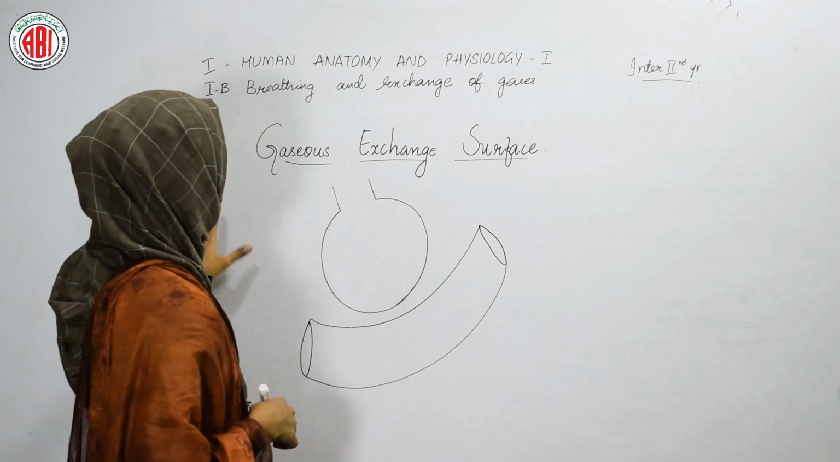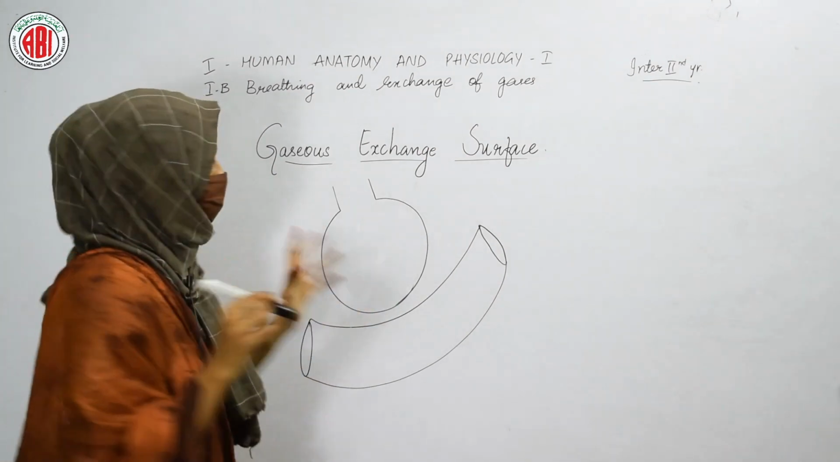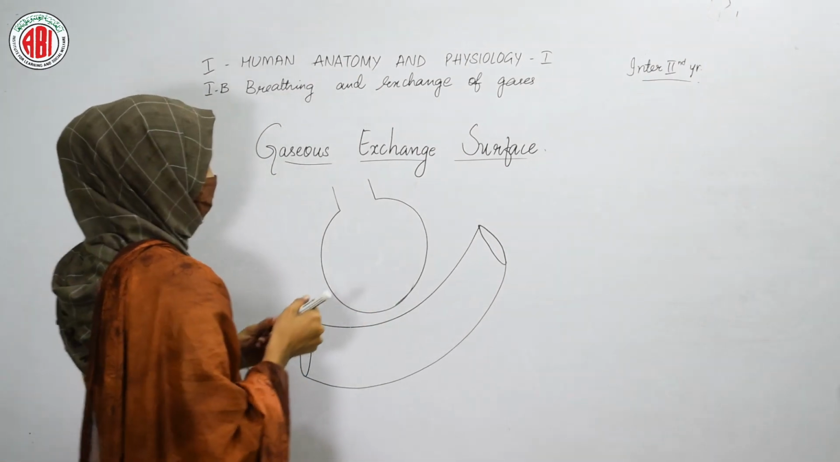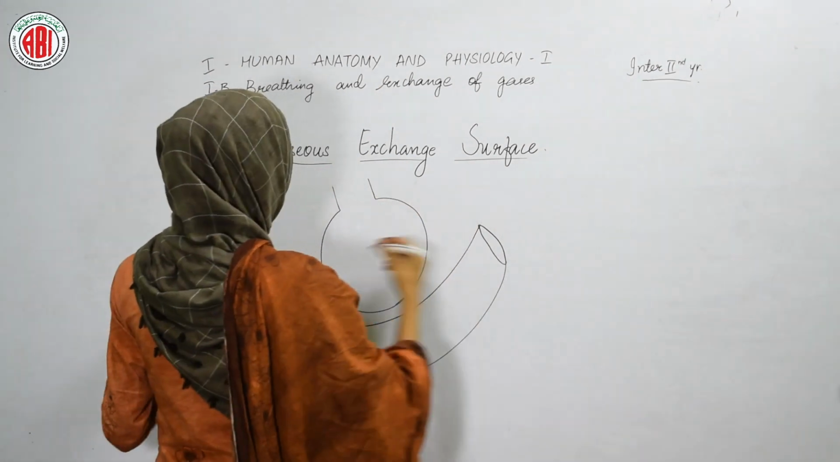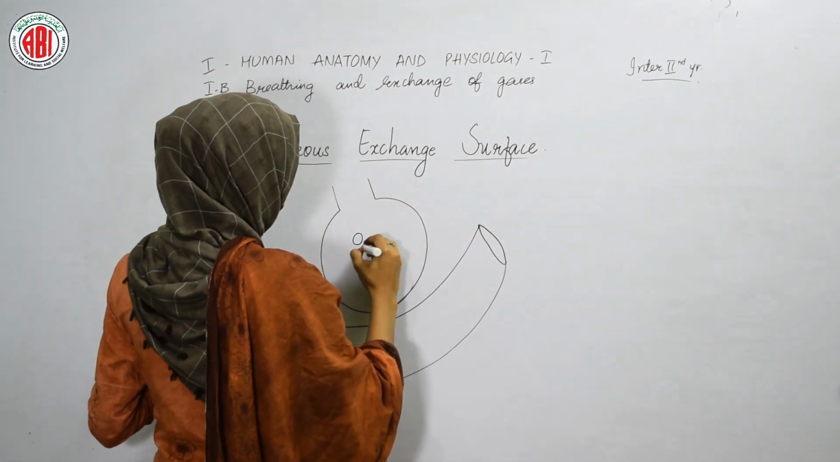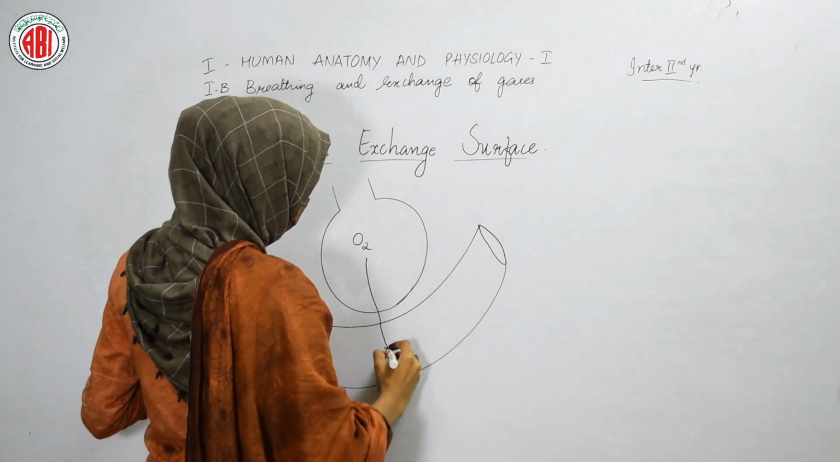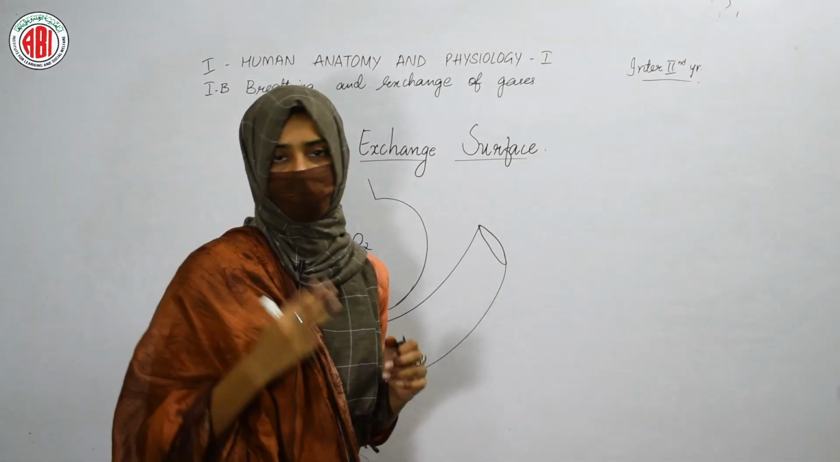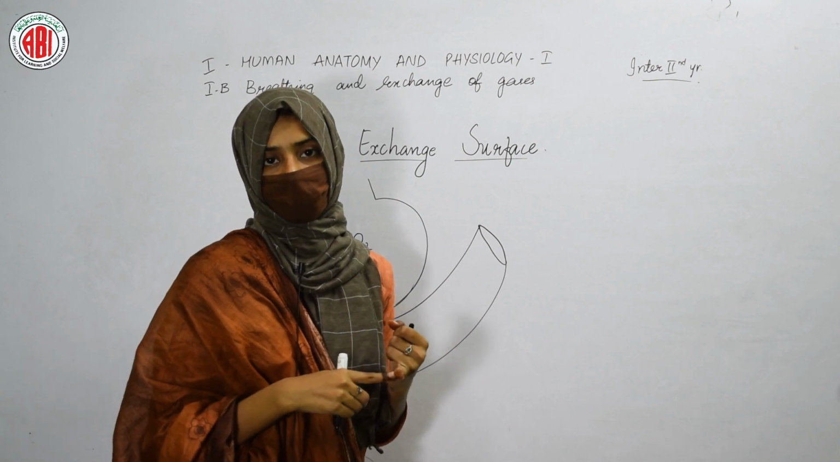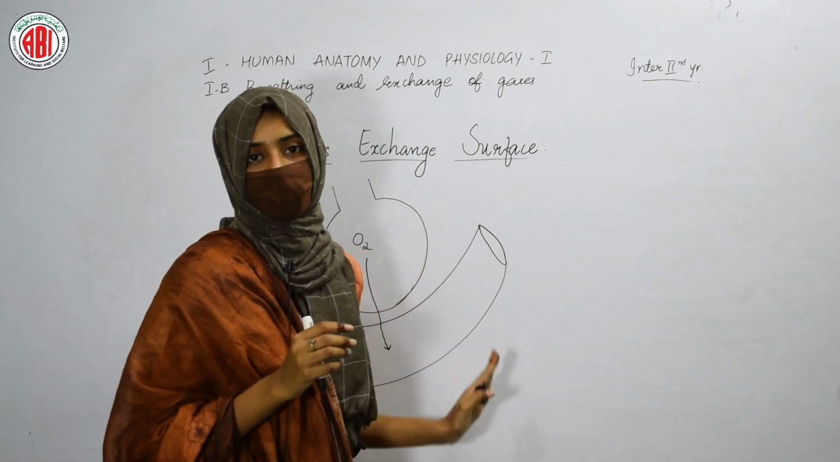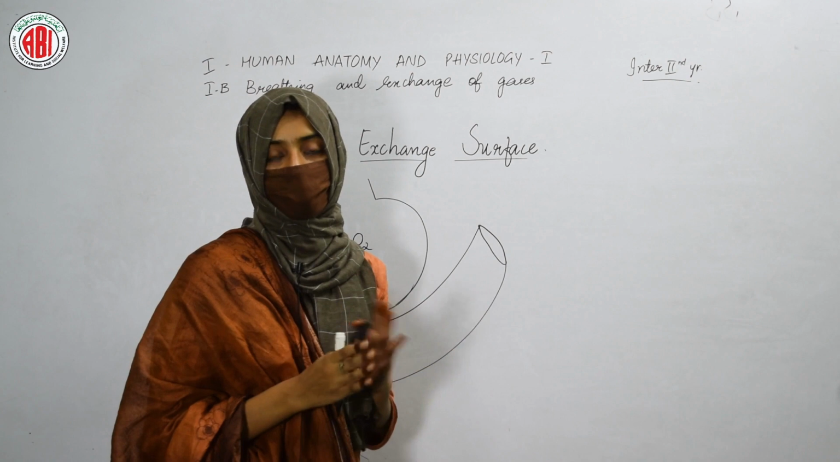Now, let us learn about the gaseous exchange surface. We know that the functional unit of the lungs is the alveoli. So, in the alveoli oxygen is present. This oxygen is going to enter into the blood capillaries. Blood vessels are of three types: arteries, veins and blood capillaries. Only the blood capillaries are responsible for the exchange of material.